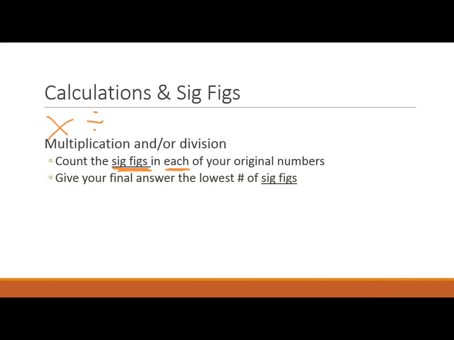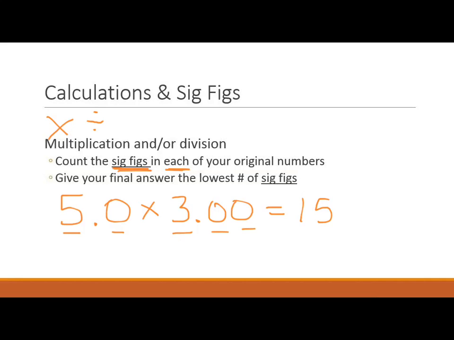So for instance, if I asked you to do 5.0 times 3.00, that's obviously 15, right? And notice that I have 2 sig figs here, and I have 1, 2, 3 sig figs here. So 2 sig figs and 3 sig figs. My quote-unquote worst number only has 2 sig figs, so my final answer should have 2 sig figs. So in this case, I would just write 15. I wouldn't write 15.0 or 15.00.